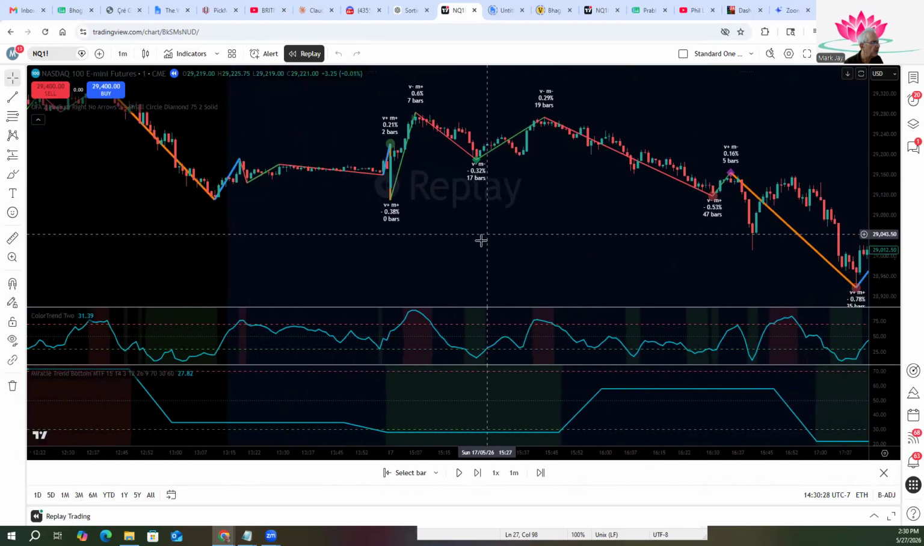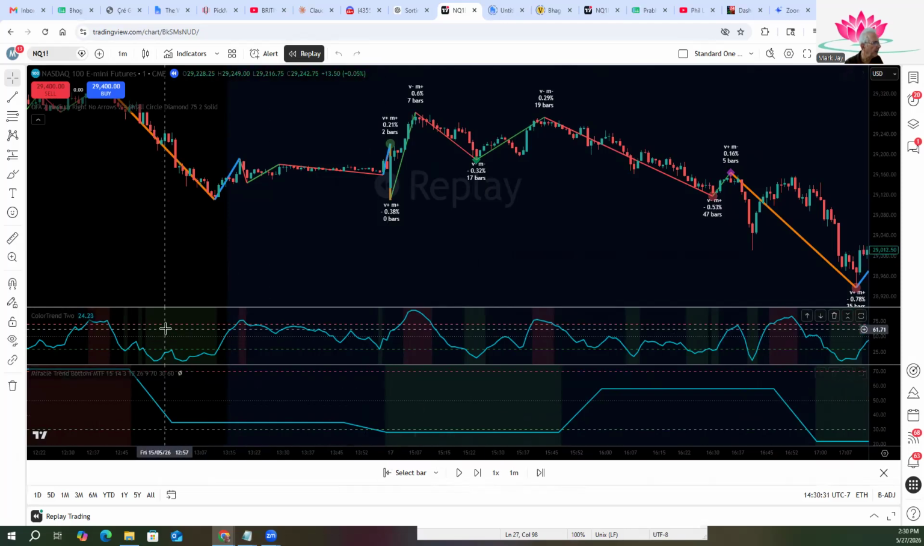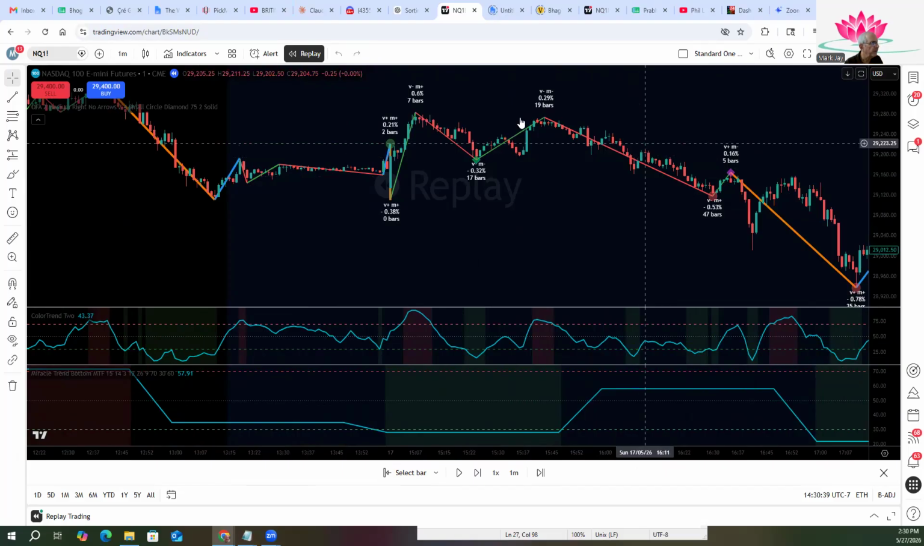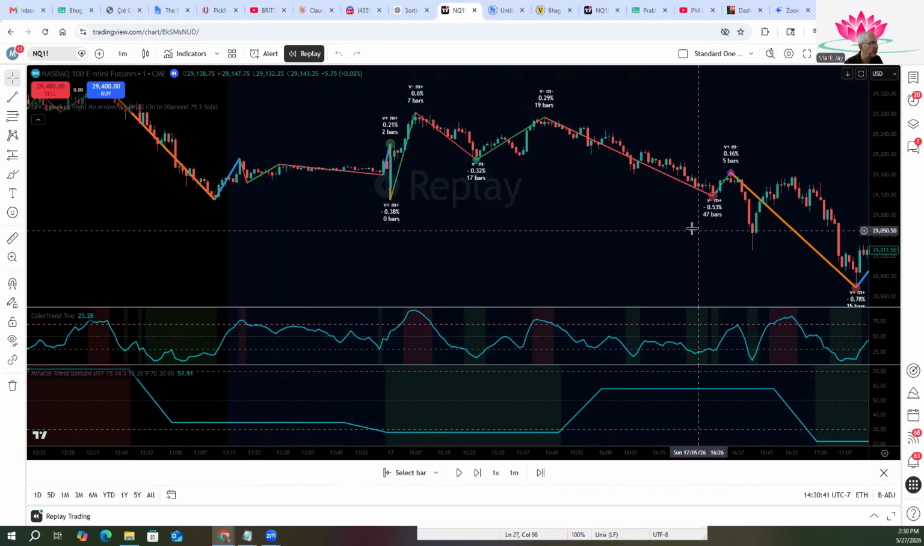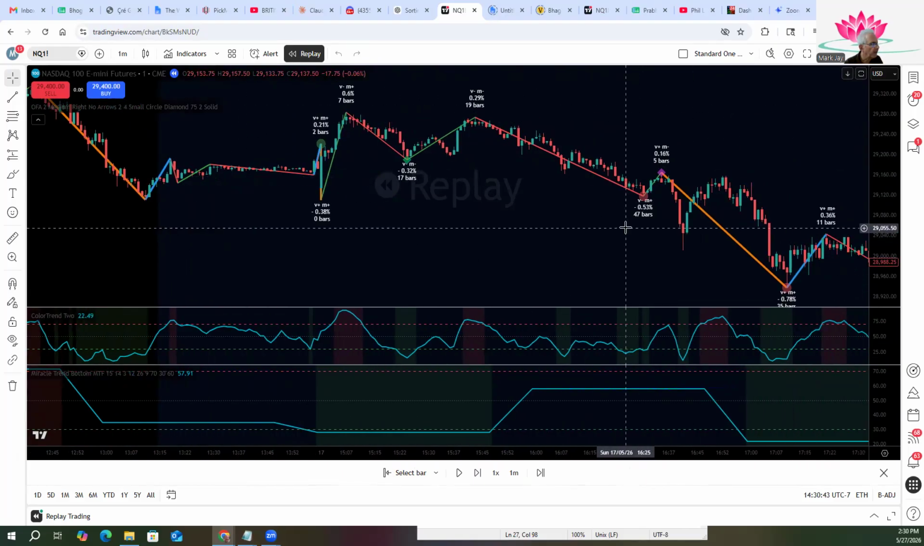Okay. So this is our system. And you're going to get this oscillator, which is all custom made. I made it custom code. And then you have this indicator on top, which is an order flow indicator.